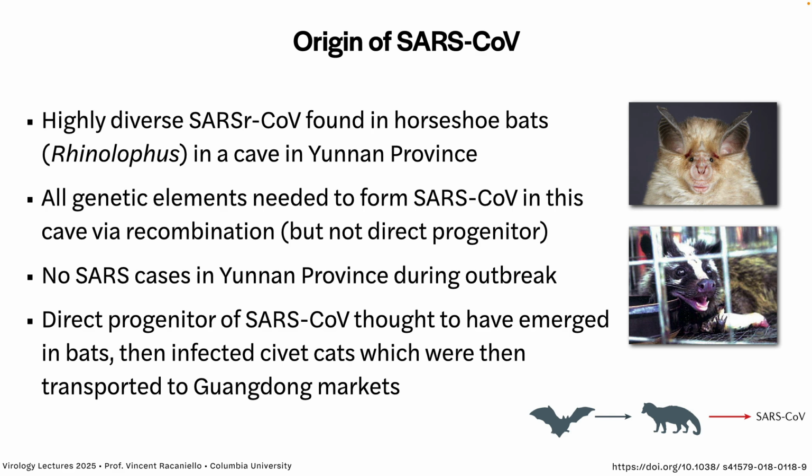So that's the horseshoe bat, which is host to many coronaviruses. You know why it's called a horseshoe bat? Because this looks like a horseshoe right here on its face. Those are its eyes, that's its mouth, okay? Nose. And this is a civet cat.